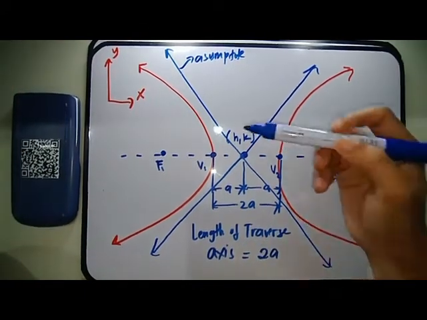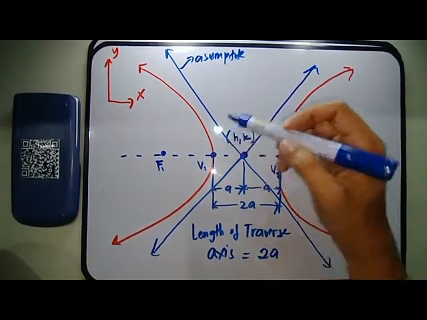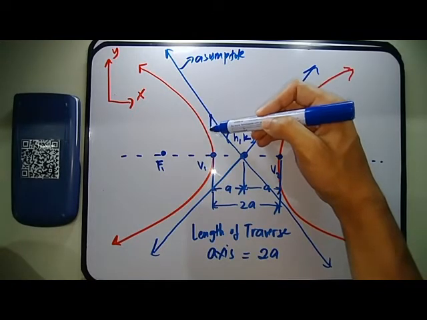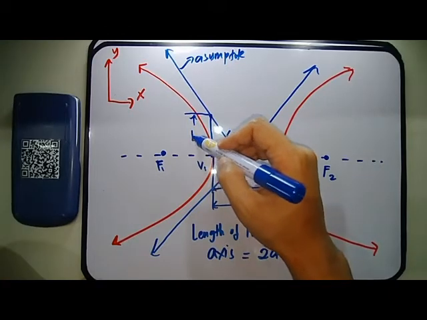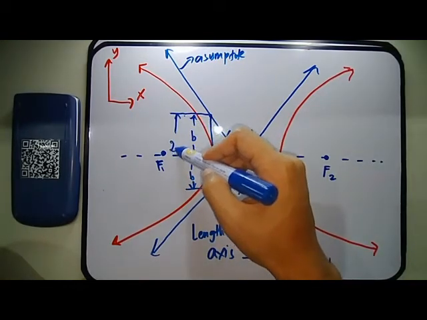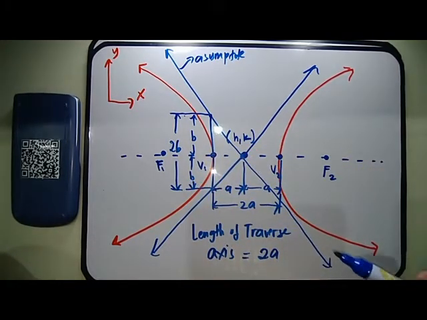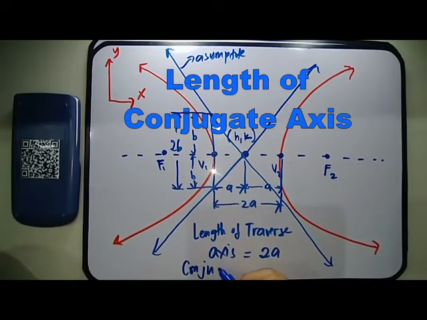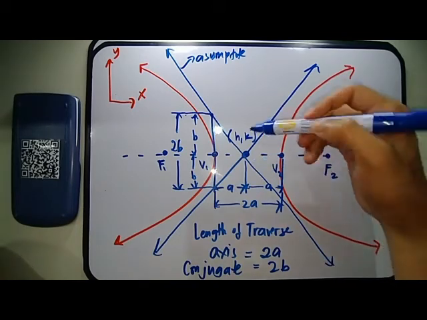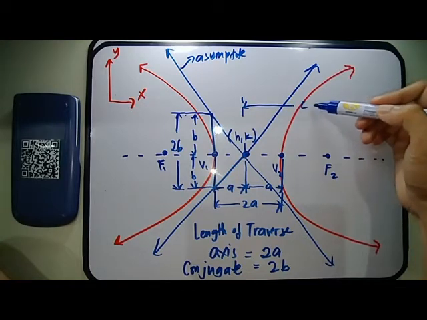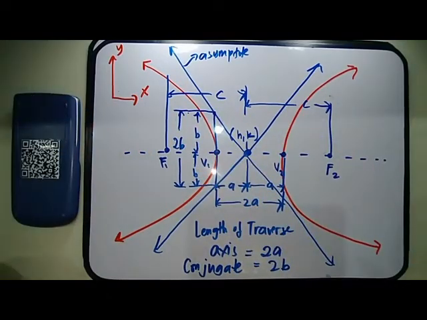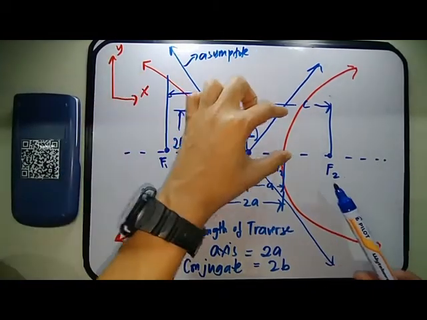We need the asymptote, guys, for the length of our conjugate axis. The conjugate axis is drawn from your vertex, the vertical distance from your vertex to a point on your asymptote. So, this is B. Below, that is also B. Then this 2B is the length of your conjugate axis. So, the length of conjugate axis is 2B. Now, the length from your focus to your center is still C, the same as for ellipse. And the distance between the two foci is 2C. Now, what is the relationship between A, B, and C?